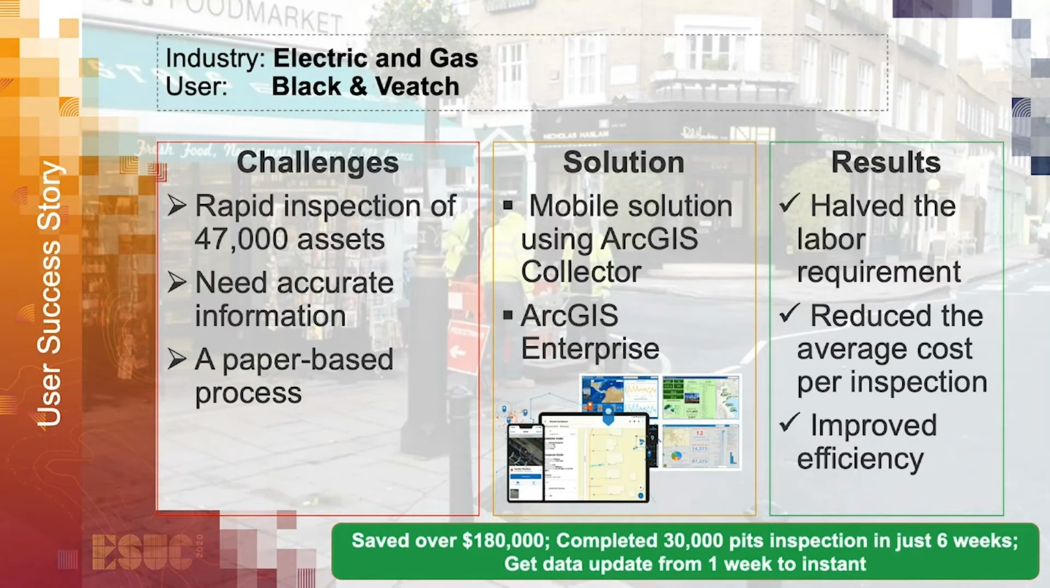So the new GIS-based method halved the labor requirement and eliminated revisits, where they saved over $180,000. They were also able to complete the remaining 30,000 cable pits in just 6 weeks. This solution enabled fast and accurate inspection as well as enabled managers to monitor the inspection progress in near real time via ArcGIS Dashboards. So now let's move on to the demo presentation.